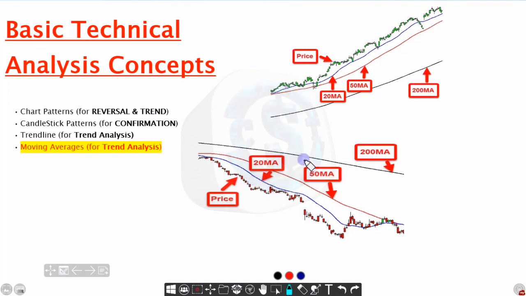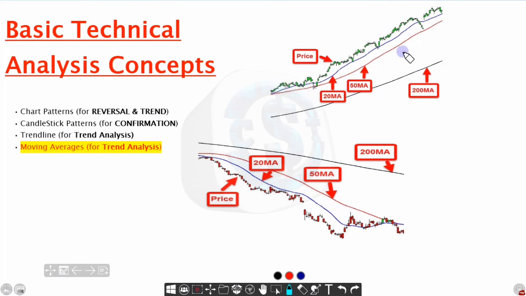The popular moving averages that people use are the 200 moving average, the 100 moving average, but that's not here, the 50 moving average, and then the 20 moving average. If you feel comfortable with using moving averages, then fine, you can use that. It makes things quite easy on your eyes.